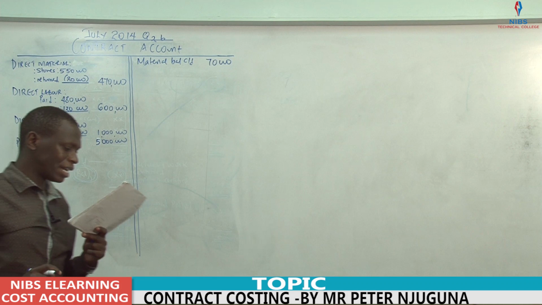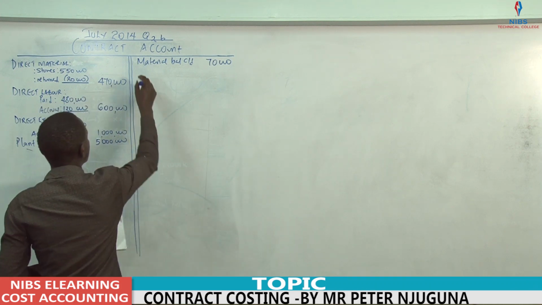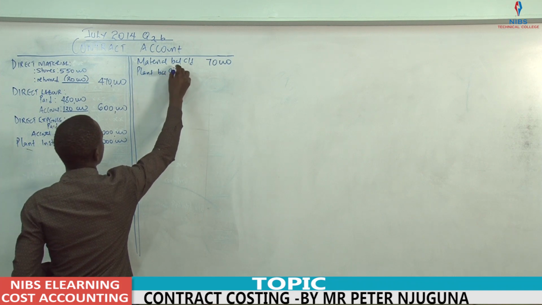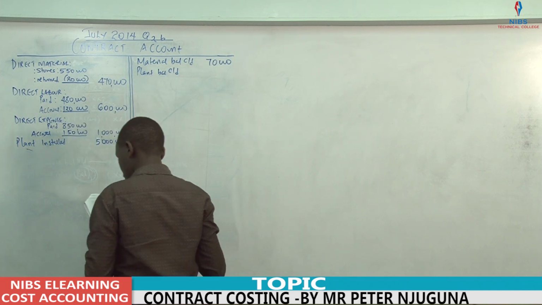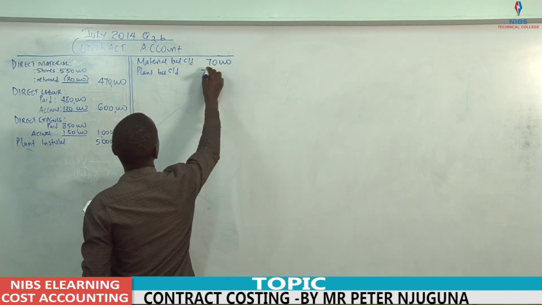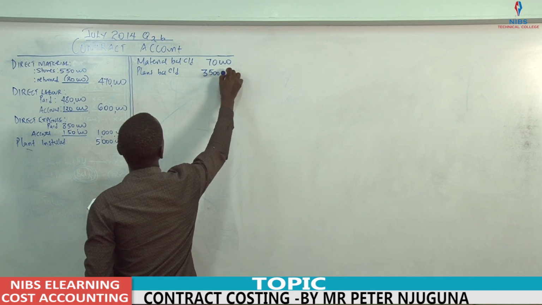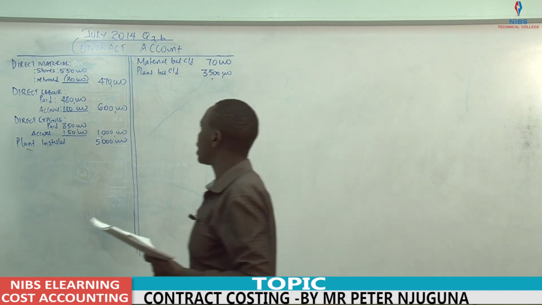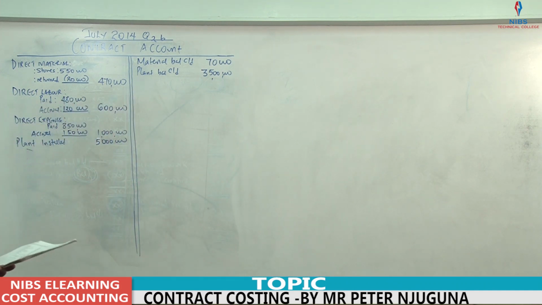There was the value of the plant at the end of the year. I told you that one we credit. So plant balance carried down. How much was this? It was 3.5 million. Up to that point, I think we have recorded all the expenses. I don't think there is anything else.